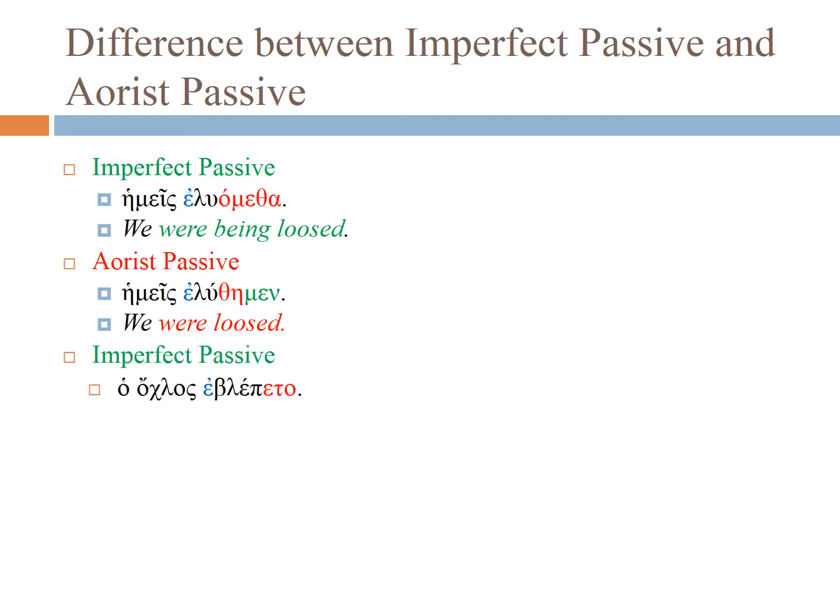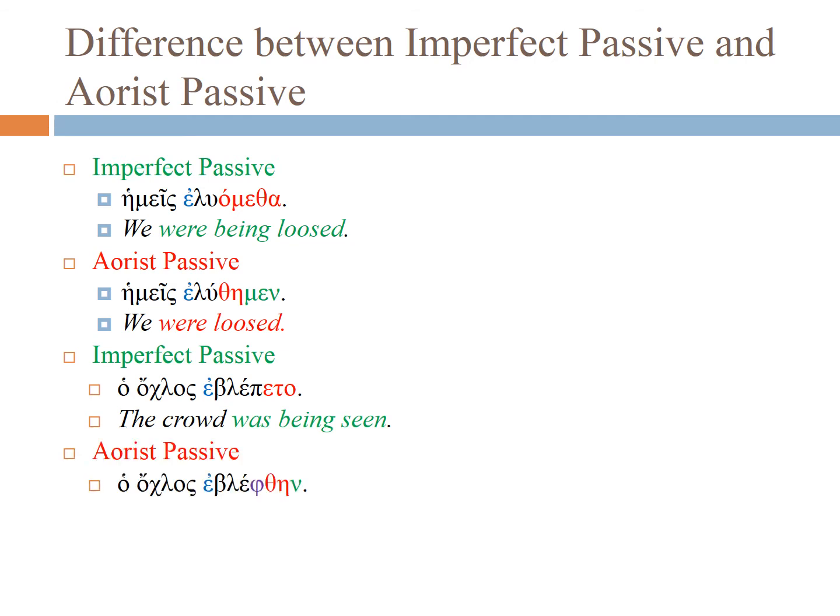Imperfect passive again, ho ochlos eblepeto. The crowd was being seen. The aorist passive, ho ochlos eblephthe. The crowd was seen. Undefined.